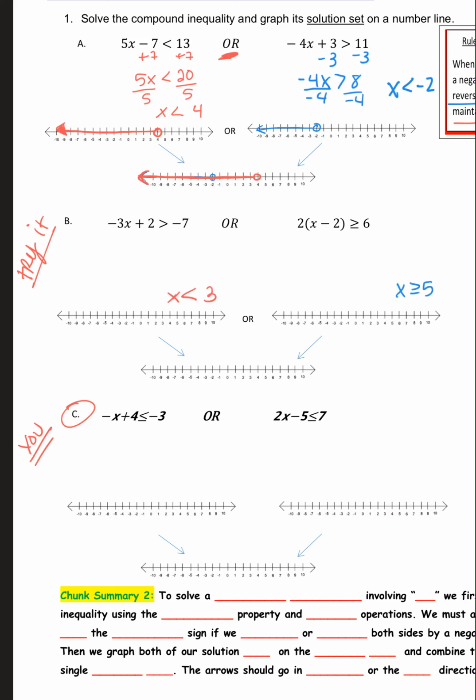Okay, so I got x is less than 3 for the first inequality, and then I have x is greater than or equal to 5 for the second inequality. Now graph this one on this number line, and then graph the left one on this number line, and then you're going to combine both to make one number line.